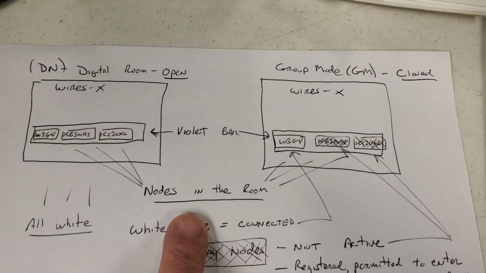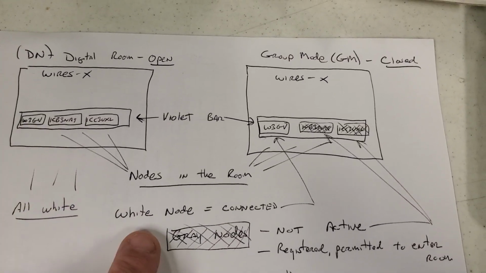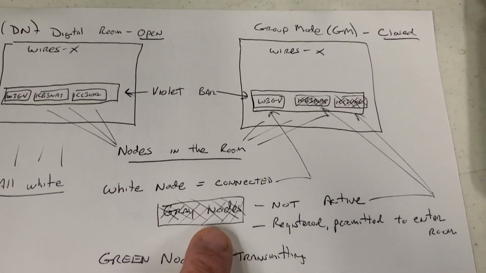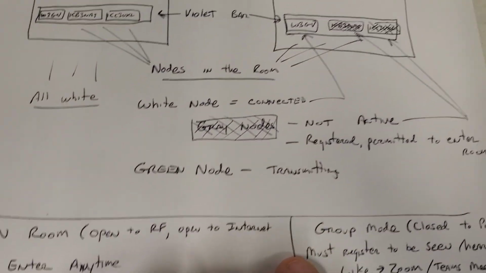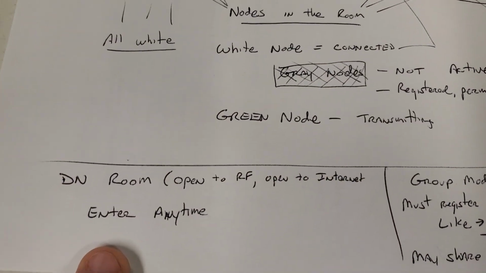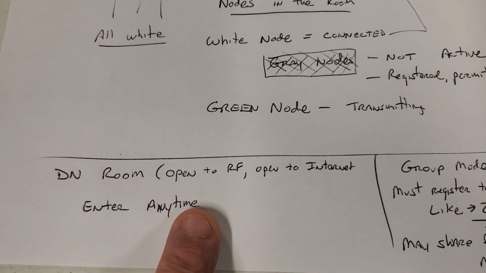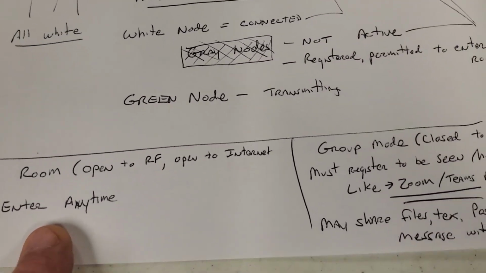So in this diagram, like I said, you know the nodes in the room, but you notice some of them are going to be white, and some are going to be grayed out. And then of course, green means you're transmitting. And just as a general description, in a DM room, it's going to be open to RF, open to the internet, enter anytime, anyone.